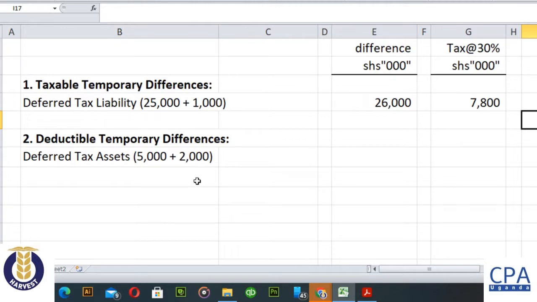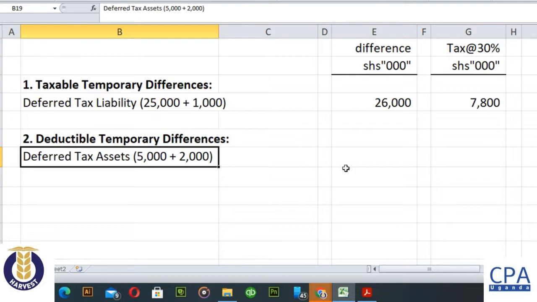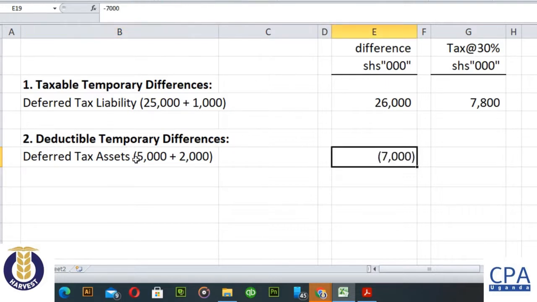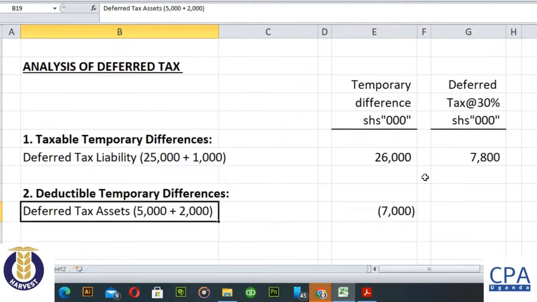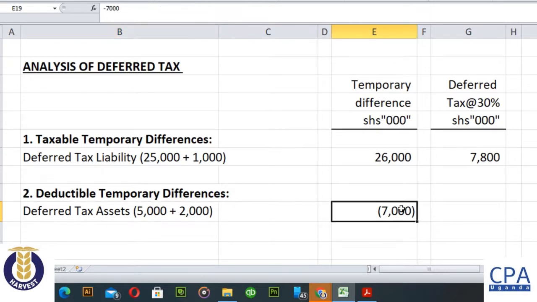Of course, in our discussion we mentioned that deductible temporary differences give rise to what we call deferred tax assets. So here we have a total deductible temporary difference of 7 million, okay?